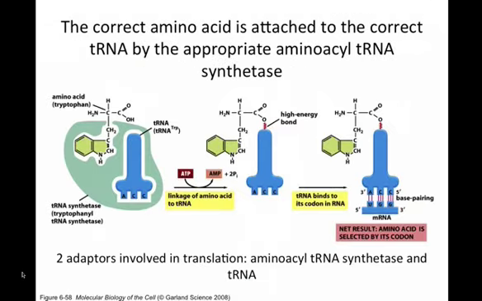So the correct amino acid is attached to the correct tRNA. So this is a big deal, right? The wrong amino acid attached to the wrong tRNA is not good, right? Because then who cares if your DNA sequence is not mutated? The fact that your tRNA is bringing in the wrong amino acid is destroying all your proteins, right? So that's a really important part of the whole process. The enzyme aminoacyl tRNA synthetase is the enzyme that attaches the amino acid to the tRNA.